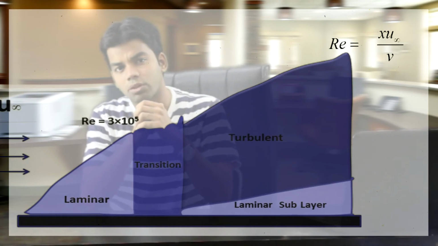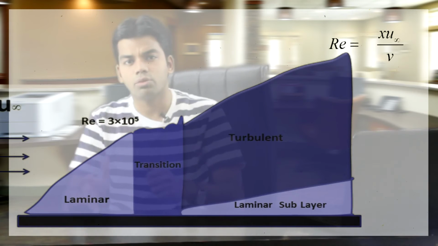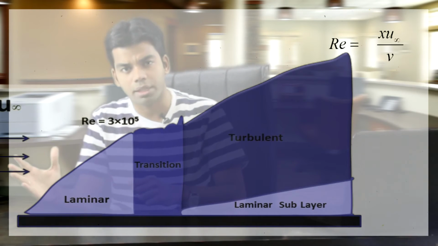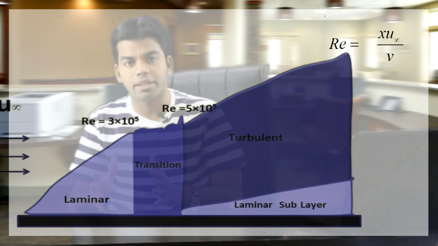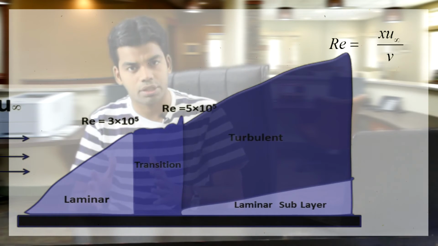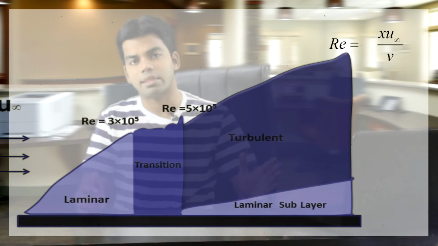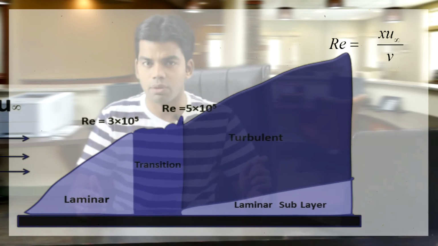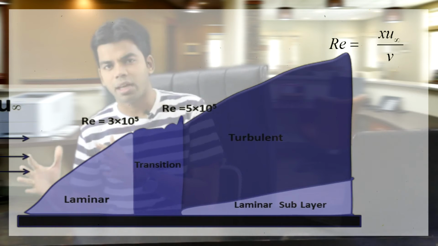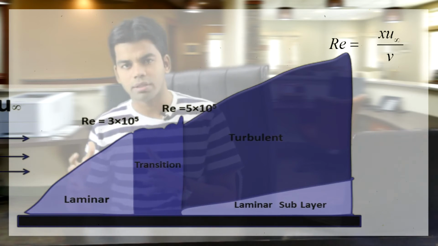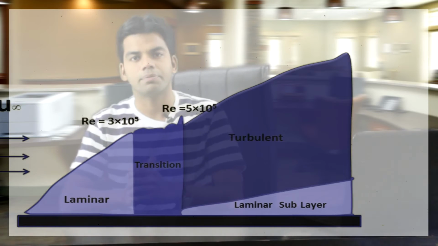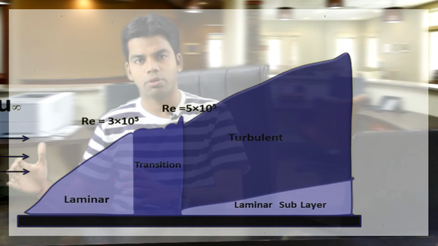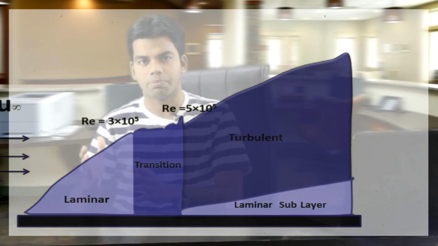Now if this Reynolds number is less than 3 into 10 raised to power 5, the flow is laminar. If this Reynolds number lies between 3 into 10 raised to power 5 and 5 into 10 raised to power 5, the flow will be transition, and if this Reynolds number is greater than 5 into 10 raised to power 5, the flow will be turbulent. Now in the laminar region, as we move along the flow, the velocity gradient becomes less and less steep, because, as I told you, at the surface the velocities become less.